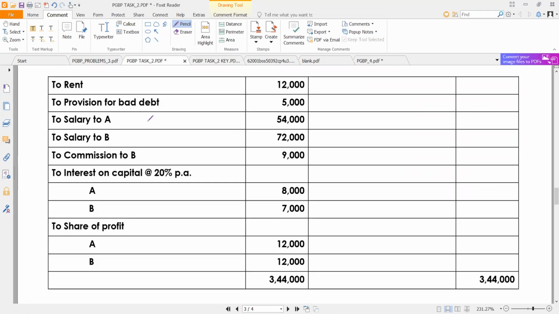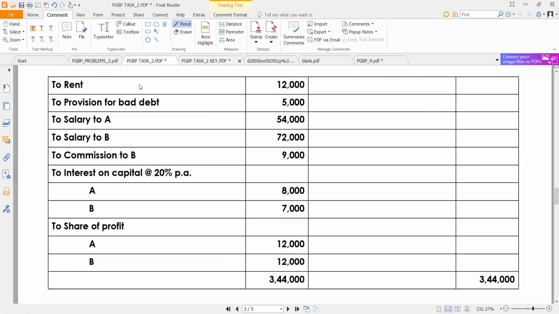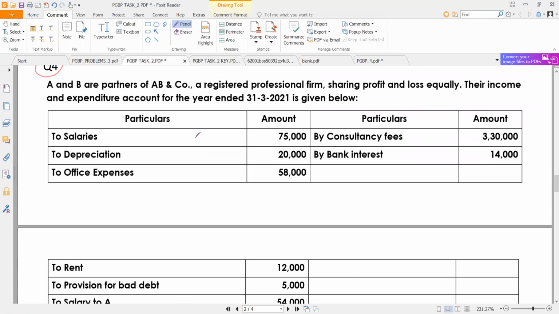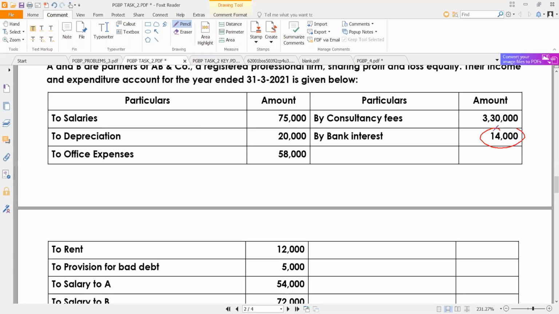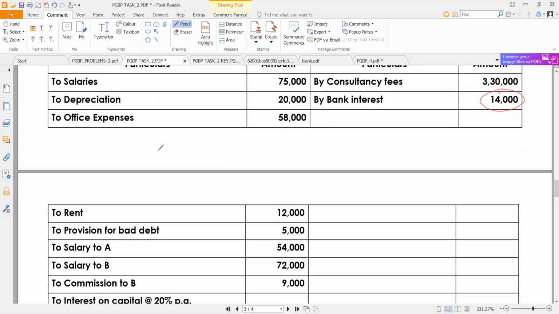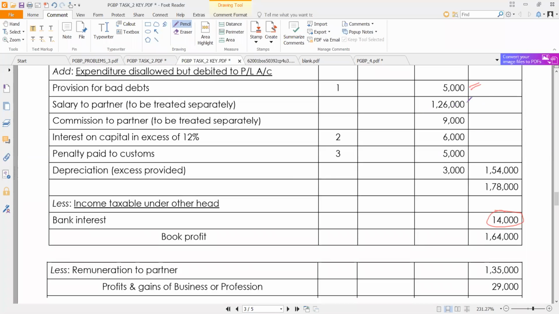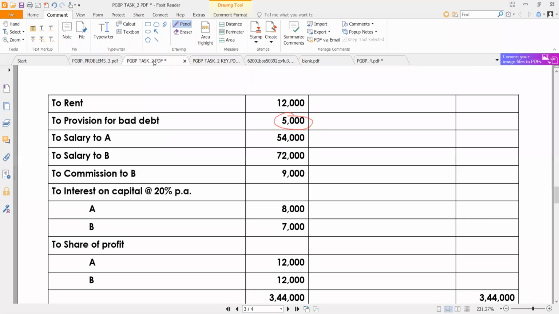So net profit as per the profit and loss account is 24,000, put together 12 plus 12. Then various things here, on the face of it, let us just look at them. First of all, this bank interest, that is 14,000, to be reduced. Why? Because it is to be taxable under income from other sources. Then on the debit side, salaries, depreciation, office expenses, rent, these are okay. But provision for bad debts, on the face of it, clearly disallowed. Provision for bad debts cannot be allowed as deduction. That has to be added back.